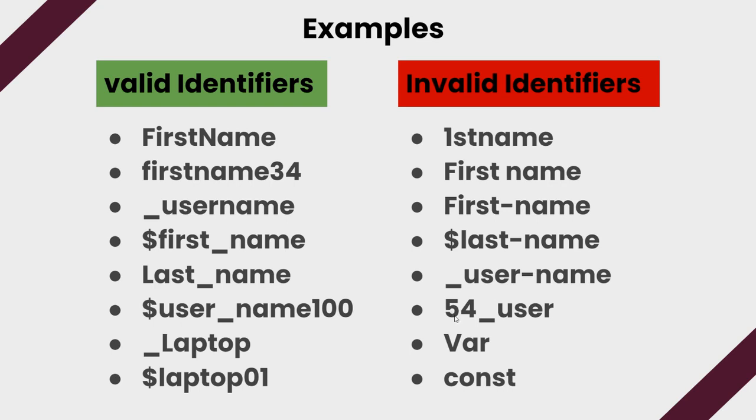You can see for the next one we have 54_user. This 54 here makes the entire identifier name invalid. By removing this 54, it becomes valid, but having it here makes it invalid. For the last, we have var and const, which we already know to be keywords for declaring variables. As I said before, using keywords as identifier names is also invalid, is wrong.